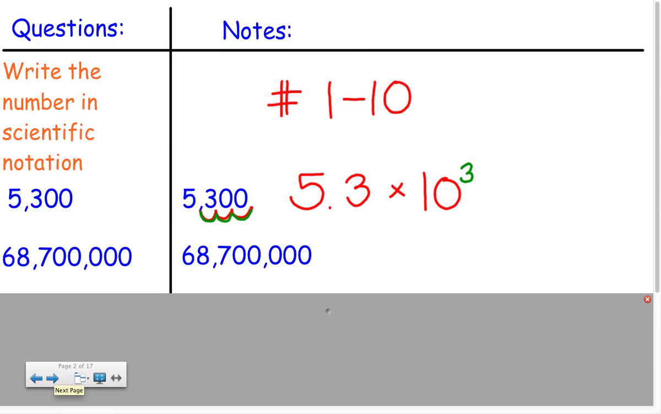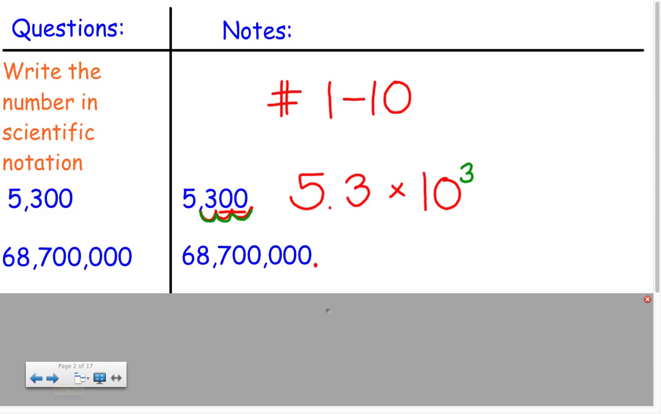Alright, 68,700,000. Just like 5,300, the decimal is always at the very end. Oh, one thing I forgot to mention about the problem above: you don't need these zeros. As soon as you get to trailing zeros, you don't have to write them. So I don't have to write 5.300. You don't need the zeros there.